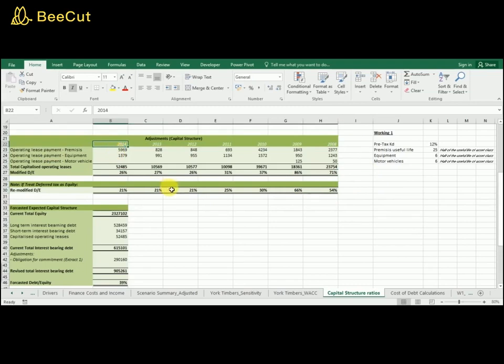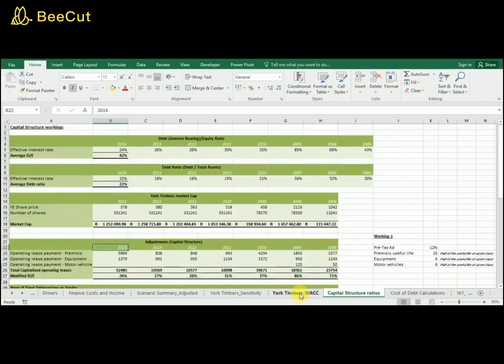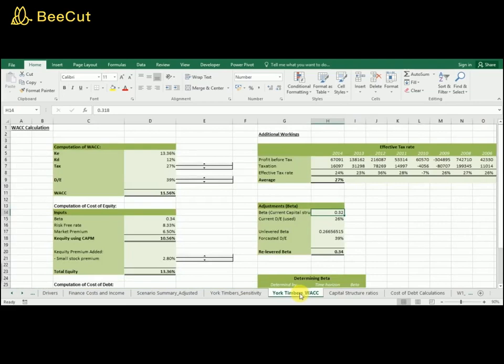The next aspect, having looked at the capital structure, is I needed to determine what the company's WACC was, the company's weighted average cost of capital. Why? Because when I'm discounting my free cash flow to the firm, I needed to take into account that particular capital structure. So if I'm looking at my company's weighted average cost of capital, I know that the WACC is made up of certain components. In this particular company, York Timbers, I had a cost of equity as well as a cost of debt.